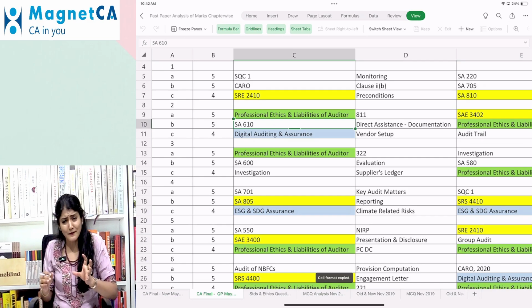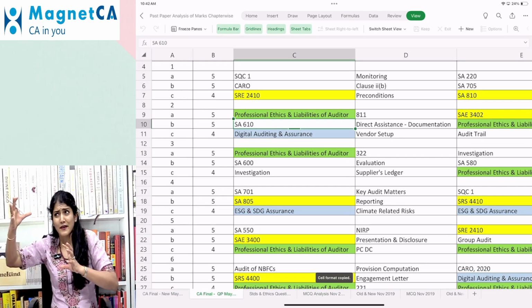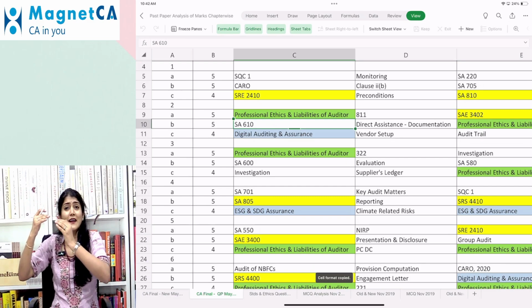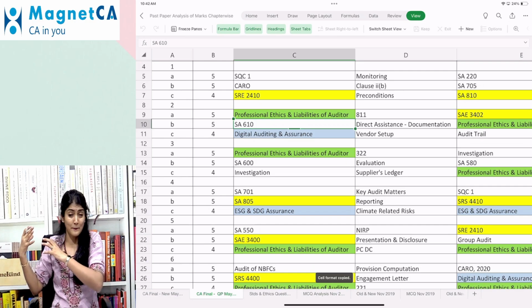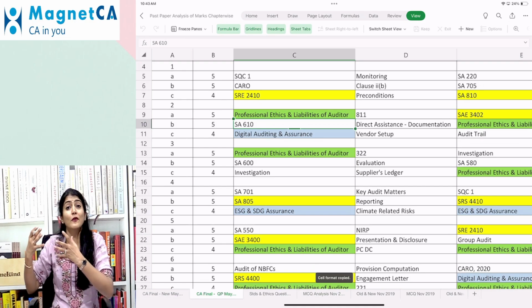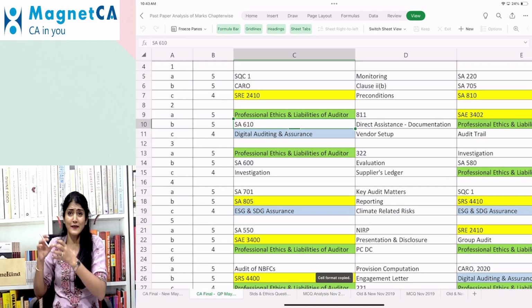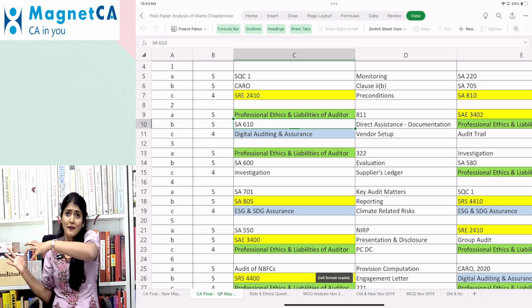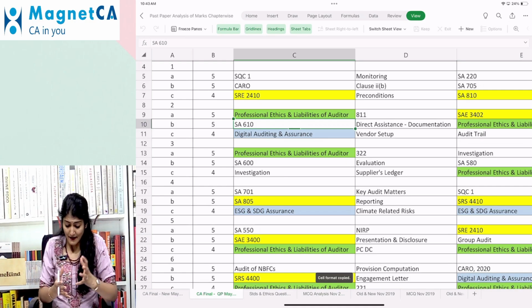Right, then 600 is basically regarding group audit. The parent company auditor has to use the work of the subsidiary company auditor, and what evaluation is required to be done, and also what documentation is to be kept. Right, so for group audit, we say we have to apply SA 600. That is why I have mentioned 600 over there.